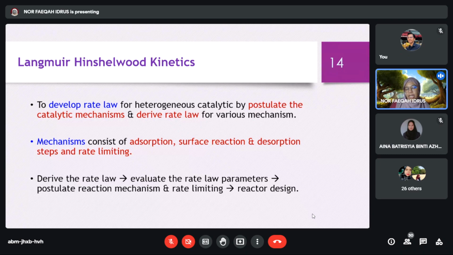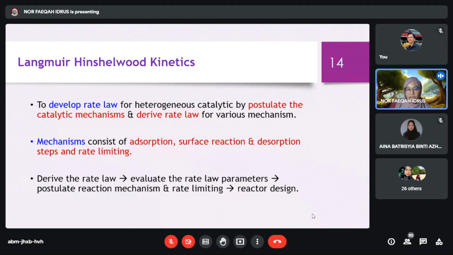So this is what I said earlier: we need to evaluate the rate law parameters. How to evaluate the rate law parameters? We need to compare it with the experimental data, and then postulate the reaction mechanism and rate limiting step. And when we have all this data, only then can we simulate the reactor design. So basically, this step is only to simulate the reactor design, especially in the industry.